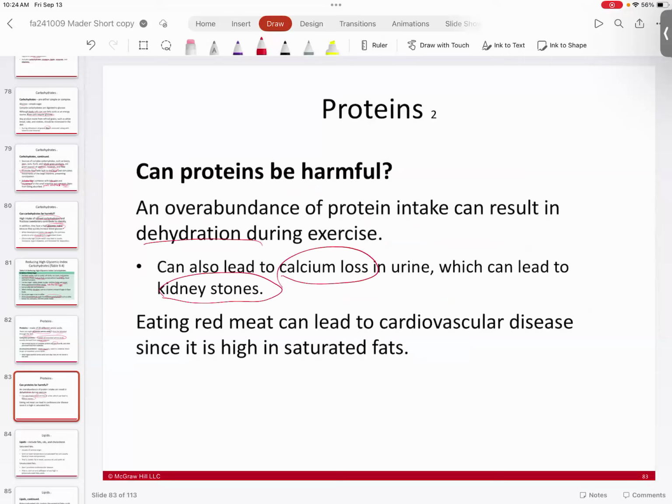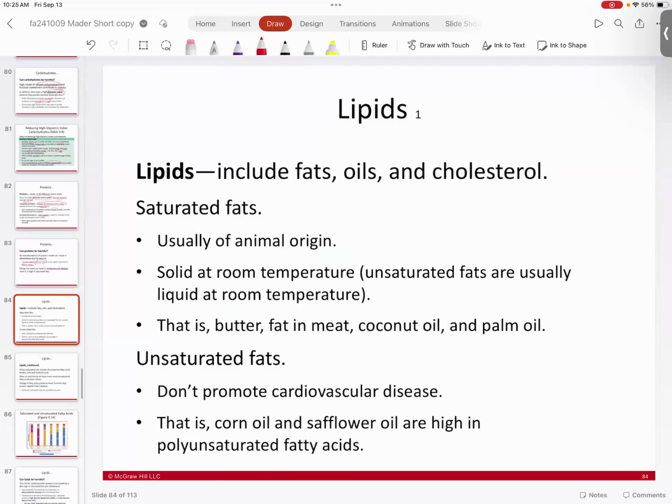And so this is basically the formation or the coagulation of minerals in your kidneys where they start creating stones. If you eat too much red meat, which is a lot of protein, you can create a lot of cardiovascular disease because it has a lot of fat in red meat.